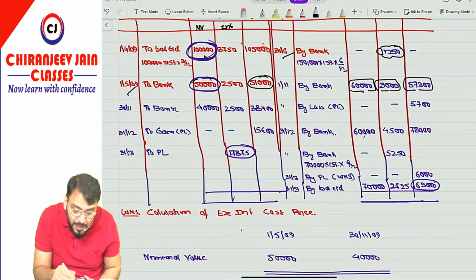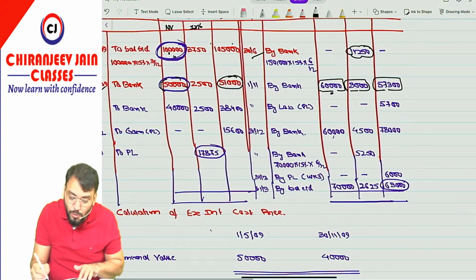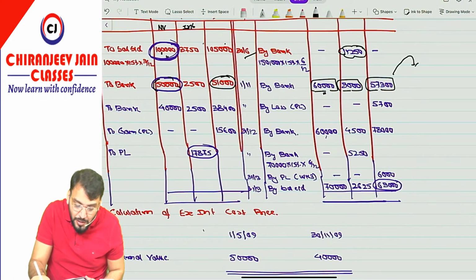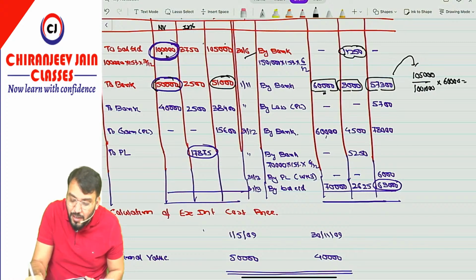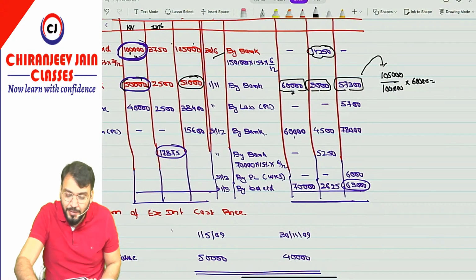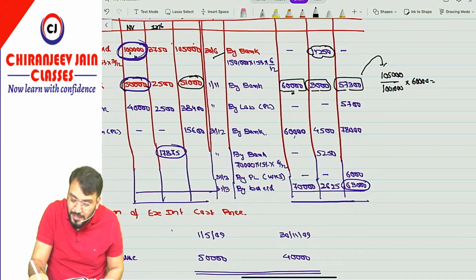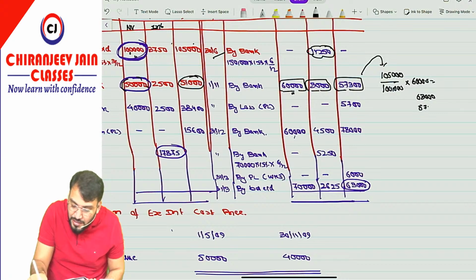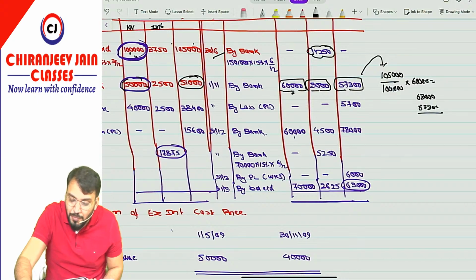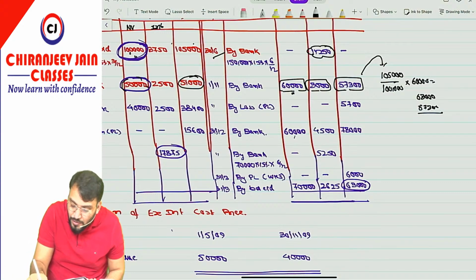So this 60,000 is sold from the opening balance only. How to calculate the cost price of the investment sold? That will be 1,05,000, the cost price of the first lot, divided by 1 lakh, the nominal value. Out of this, 60,000 has been sold. So what is the cost price based on the FIFO method? 1,05,000 divided by 1 lakh into 60,000. The cost price is 63,000. It was sold at 57,300. So the loss is 5,700.